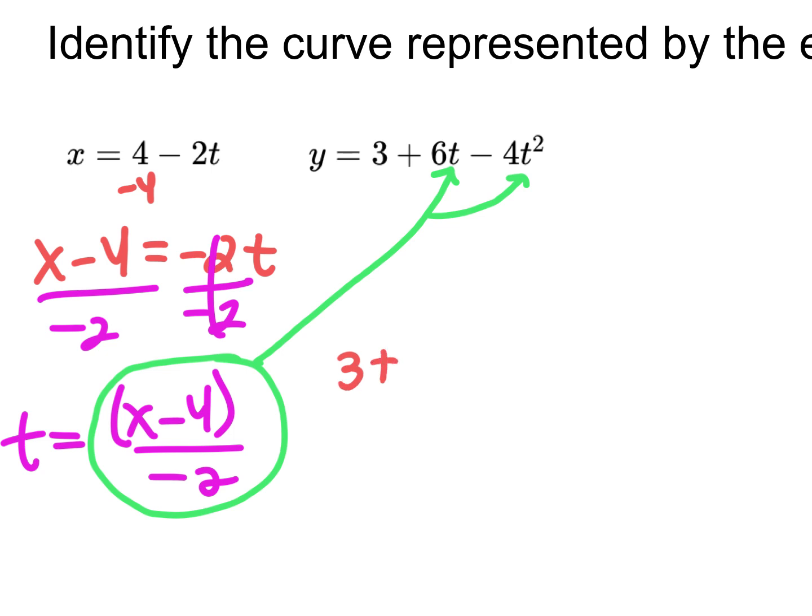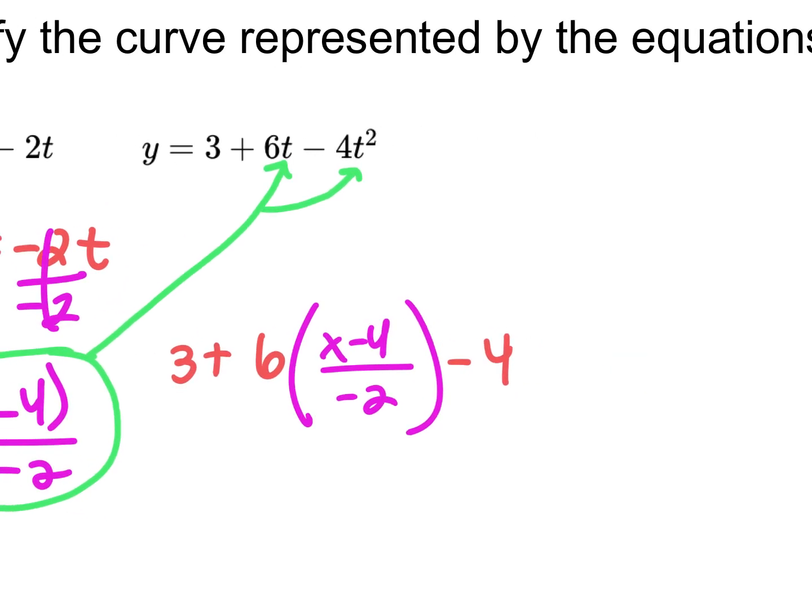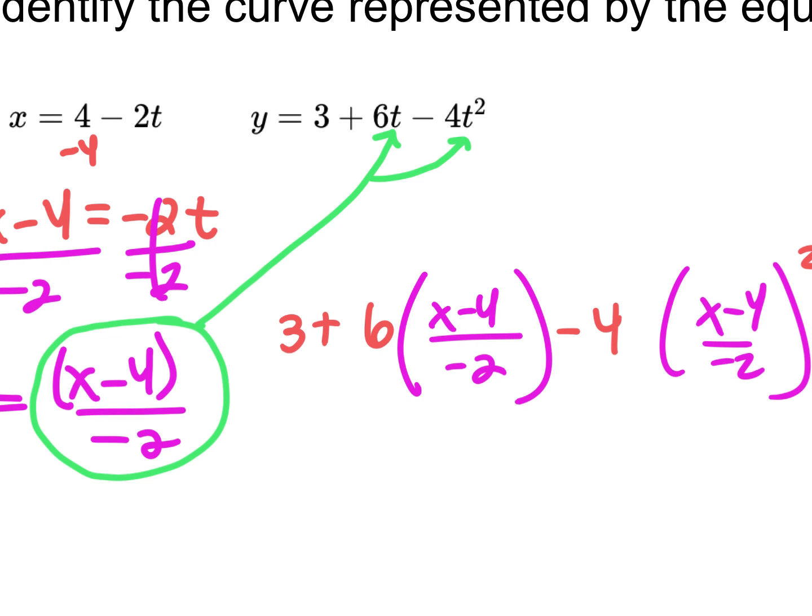You have 3 plus 6. Instead of the t, I'm writing x minus 4 over negative 2, correct? Then I have minus 4, and instead of the t, I'm writing x minus 4 over negative 2, and then that's what? Squared, okay?